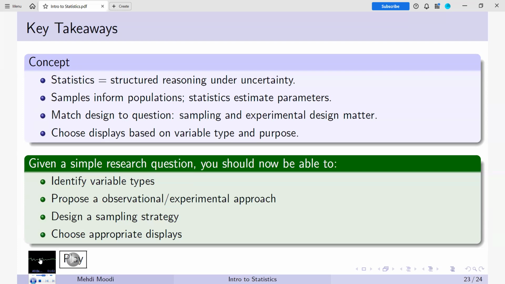Displays. A scatter plot could reveal correlation between sleep and GPA. A histogram might show the distribution of sleep hours. A box plot could compare GPA across groups, e.g., less than 5 hours, 5 to 7 hours, 8+ hours. This example ties everything together: variable types, design choices, sampling, and visualization, just from one everyday college question.